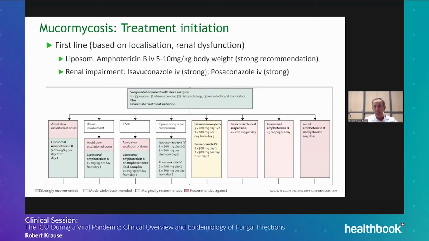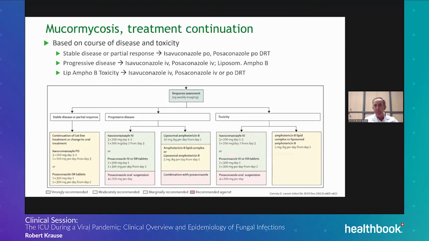For mucormycosis, there is no single recommendation for COVID-19 associated mucormycosis, but an overall recommendation for mucormycosis cases that can be applied. And this is the very nice paper published by several authors and headed by Oliver Cornely. For the first-line treatment, we should use liposomal amphotericin B at a very high dose, a strong recommendation for this treatment. And if there is renal impairment or pre-existing renal dysfunction, then we should use isavuconazole or posaconazole. And then it depends on the course of the disease or toxicity that might occur.